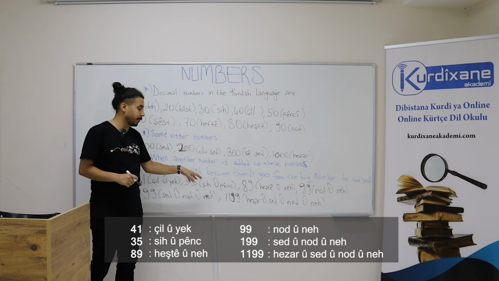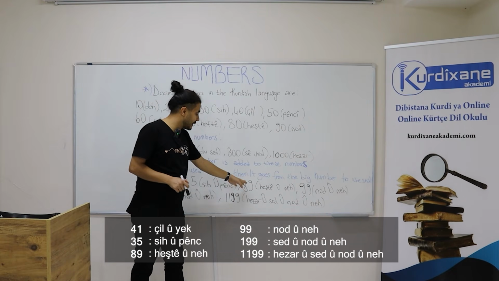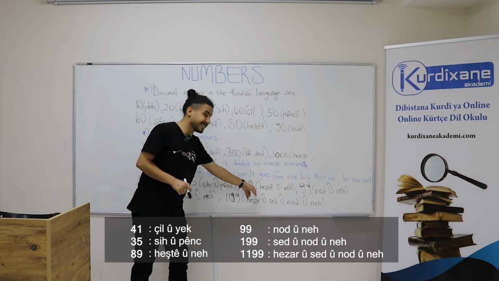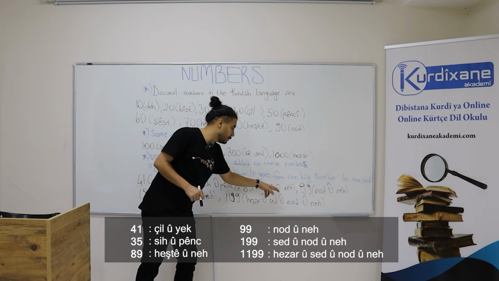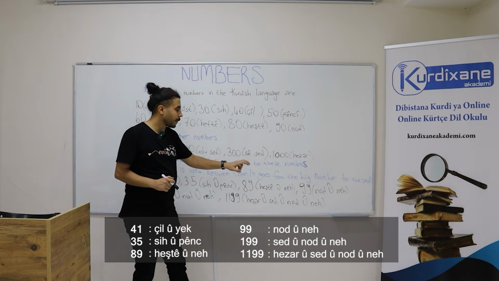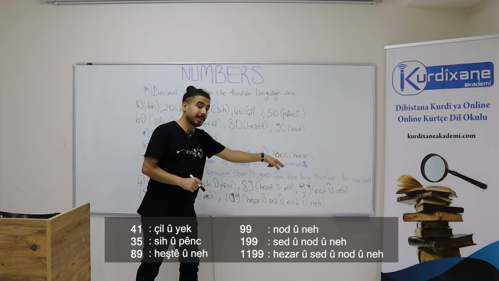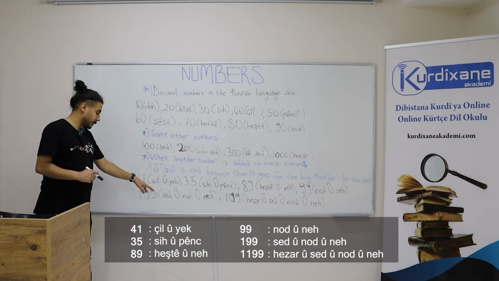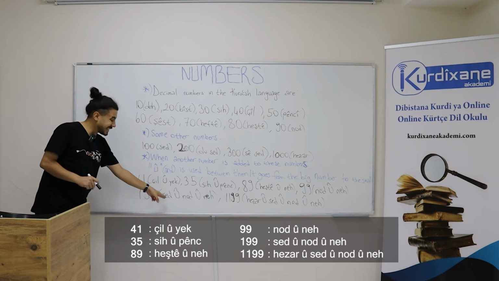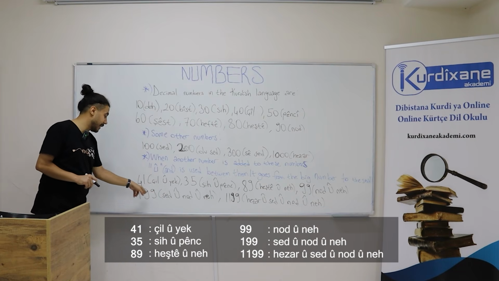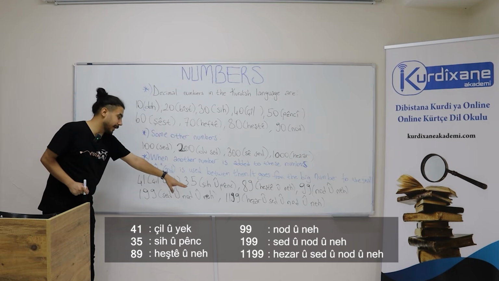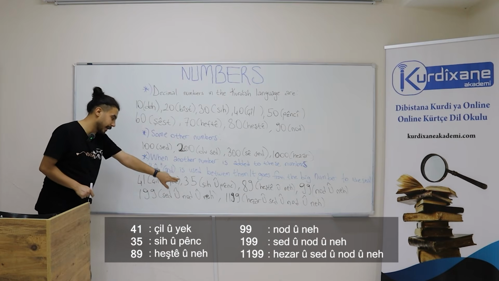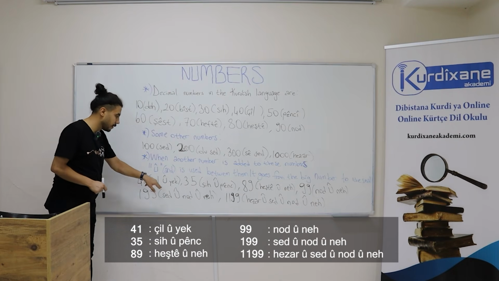Sihu pinch. How do you say 89? Hashte uneh. First you say 80, then you say 9, but you need this u, don't forget it. Nodu neh, 99. But first you say 100, said, then you say 90, nod, then you say neh. But don't forget u in between them. Sedu nodu neh, 199.